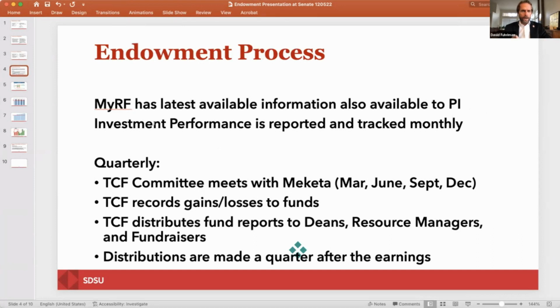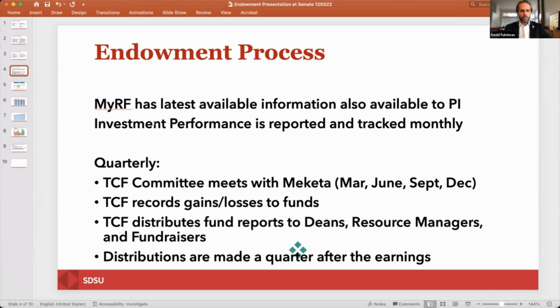A little bit about what this investment process looks like. Makita sends us monthly reports, so we manage and look at their investment performance on a monthly basis. Inside MyRF, we work with the Research Foundation, so you can log into MyRF NEPI to see the latest information available. On a quarterly basis, we meet with Makita as a committee in March, June, September, and December. In fact, we're meeting this week with them.